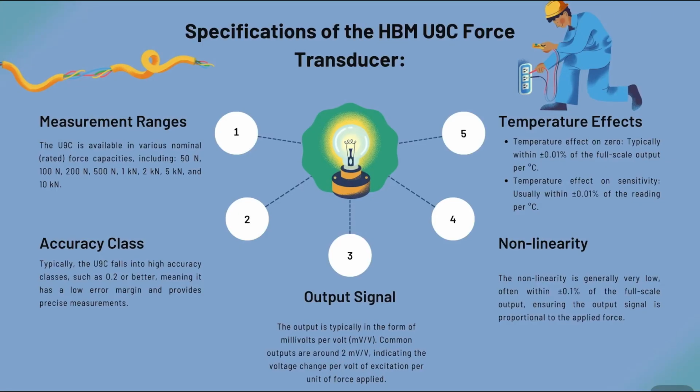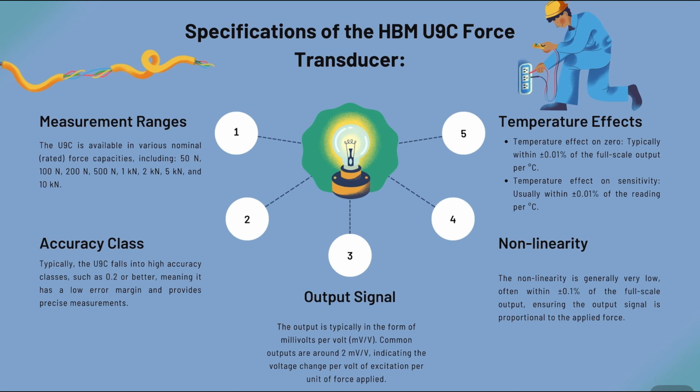So here are the specifications of the HBM U9C force transducer. Firstly is the measurement ranges. There are various measurement ranges for this transducer, which are 50 newton, 100 newton, 200 newton, 500 newton, 1 kilonewton, 2 kilonewton, 5 kilonewton, and 10 kilonewton.